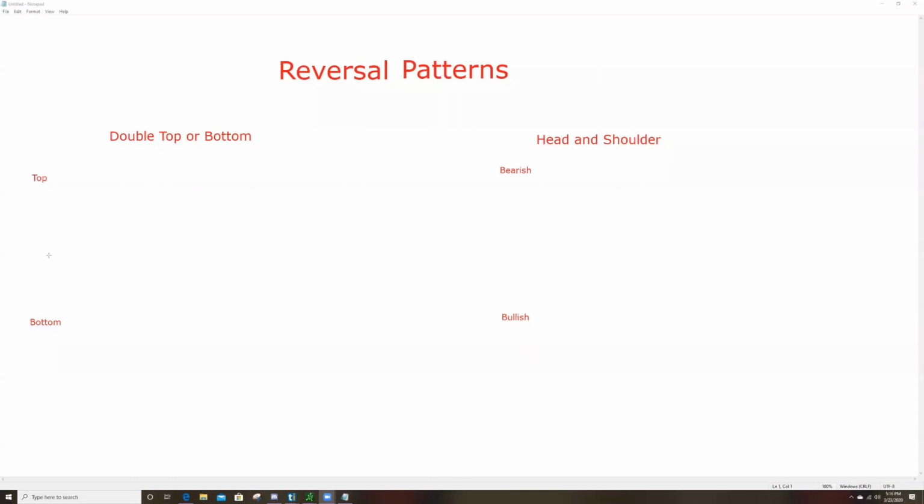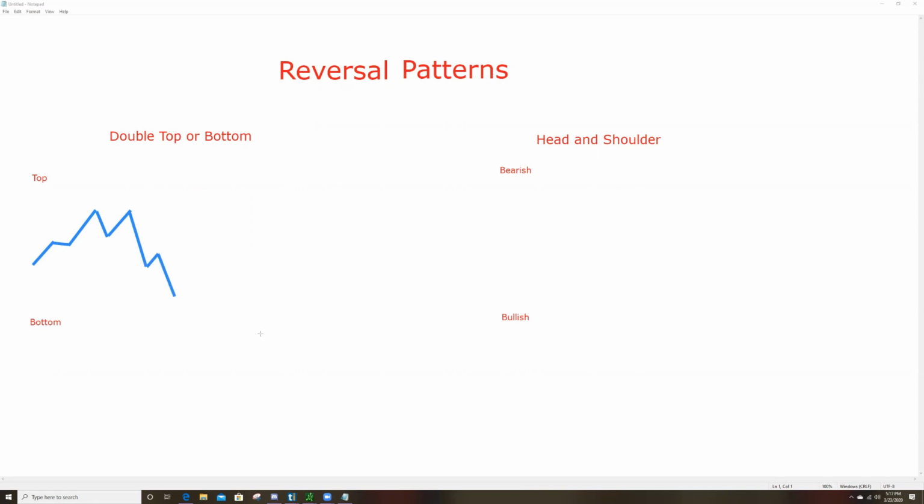Okay, so now, just how we can use continuation patterns when we want to keep the same trend, we can also use reversal patterns when we see a trend change. So we have two trend reversal patterns that we can look at, and they are a double top or bottom and a head and shoulders.